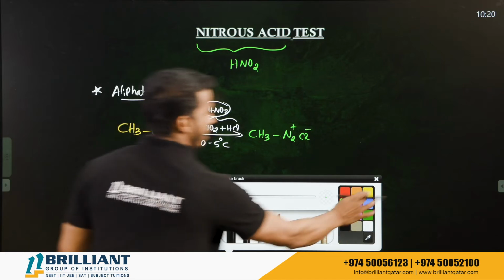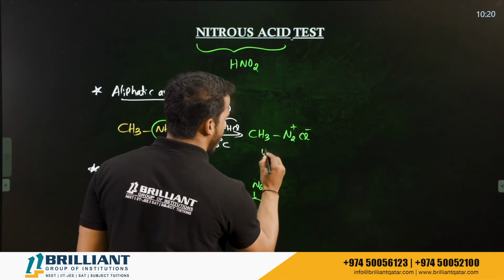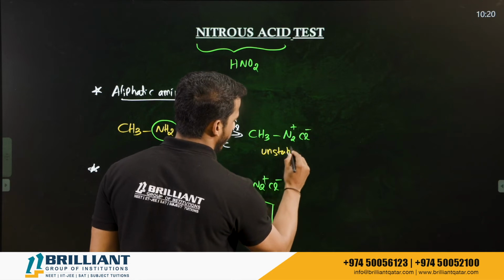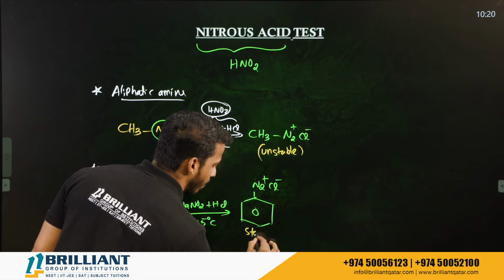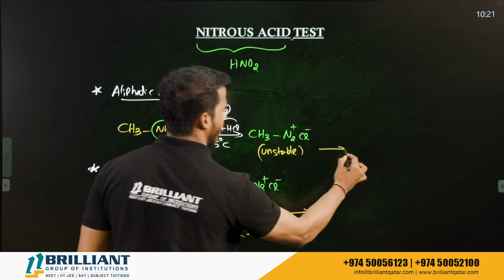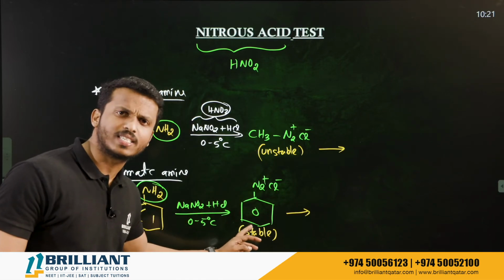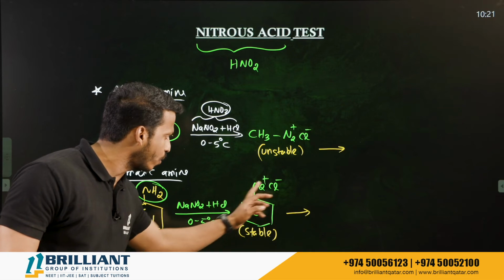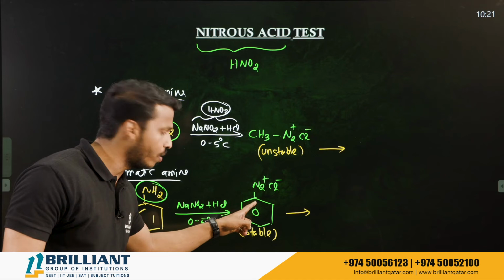Now, dear all, this aliphatic diazonium salt is unstable, whereas the aromatic diazonium salt is stable. What is the reason behind that, dear all? Here it is unstable, this is stable. Why is this aromatic diazonium salt stable? Because this nitrogen, see, is on the benzene ring, right?